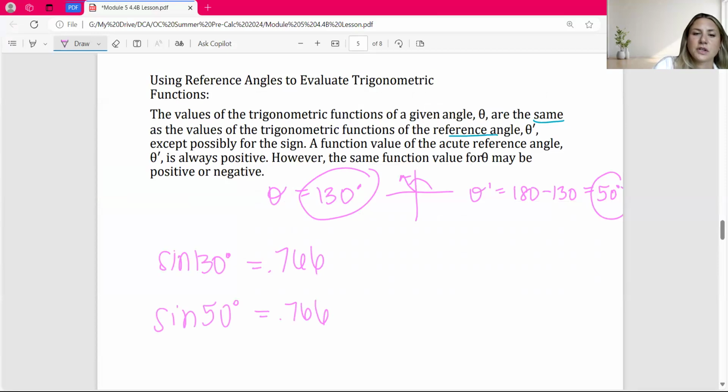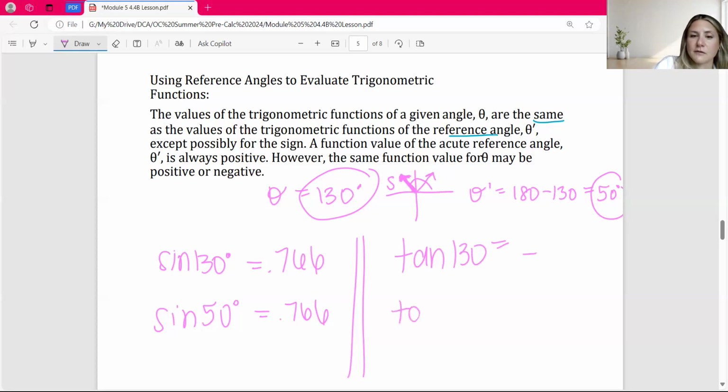Because notice 130 degrees is in quadrant 2, we know sine is positive in quadrant 2. And then 50 degrees is in quadrant 1, we know sine is positive in quadrant 1. Let's do tangent of 130. Right away, tangent of 130 is going to be quadrant 2. We know tangent is negative in quadrant 2, so we know that answer is probably going to be negative.